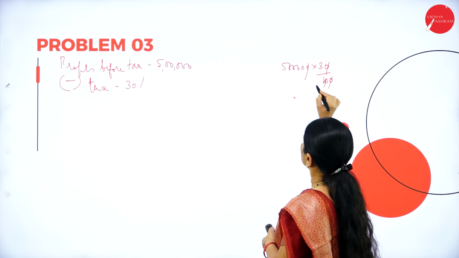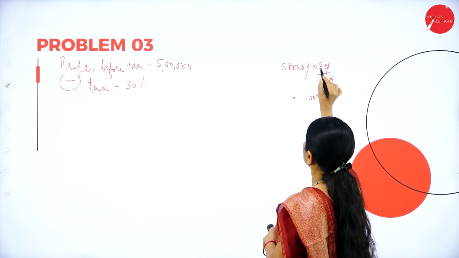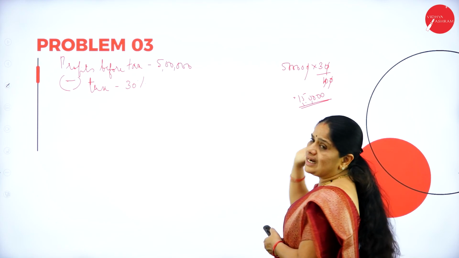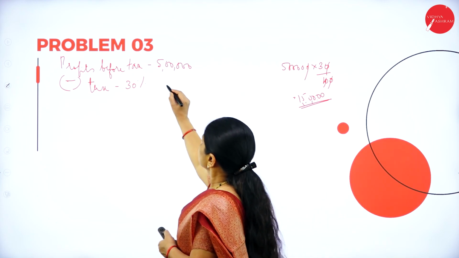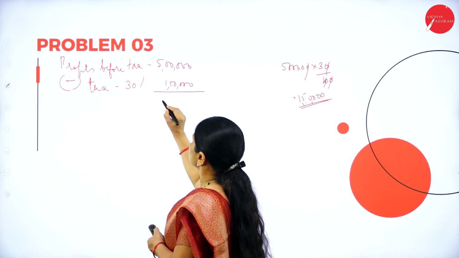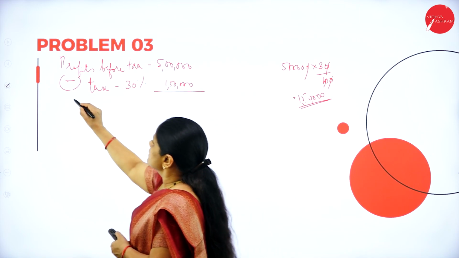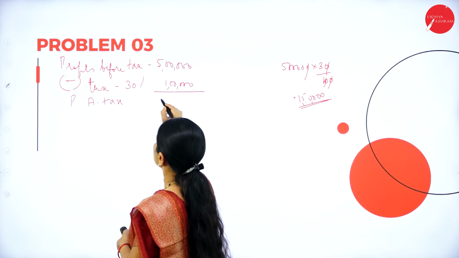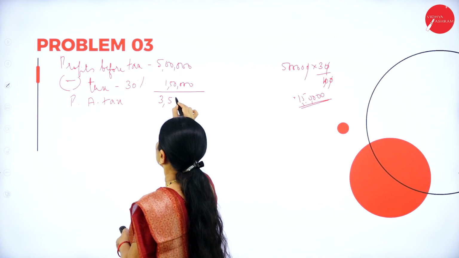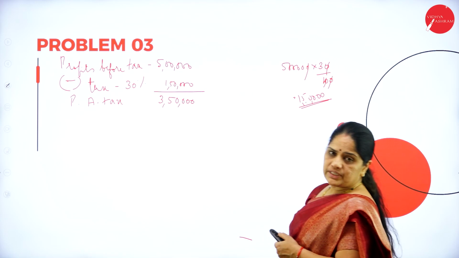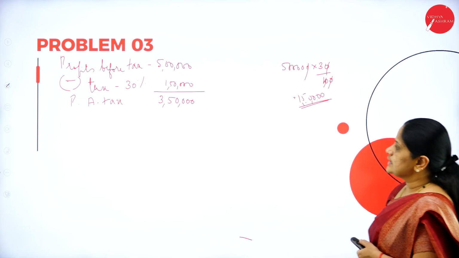So, it comes up to 1,50,000. So, I write it as 1,50,000. So, this is profit after tax. That is 3,50,000. Profit after tax is 3,50,000.